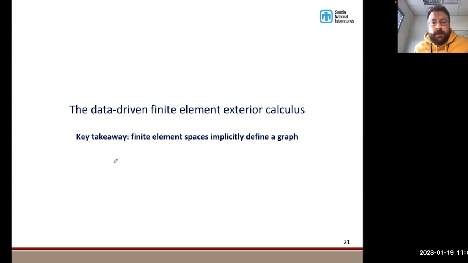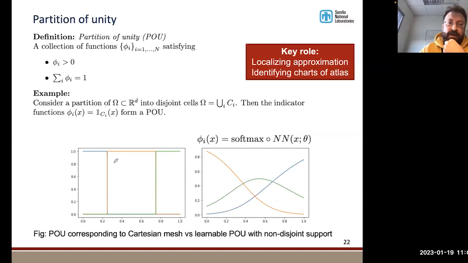Okay, so what we're going to do, all that stuff at the beginning, I talked about control volumes. We want to actually pull out a graph. We're going to discover that graph from the data. So we're going to need another definition. This is something called a partition of unity. And so a partition of unity is a collection of functions that are positive and they sum to 1.